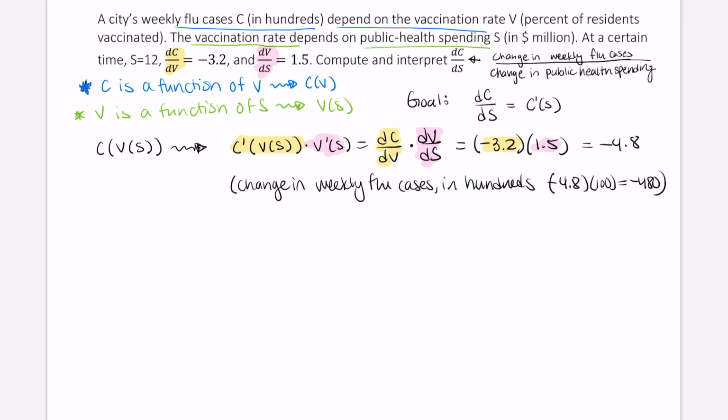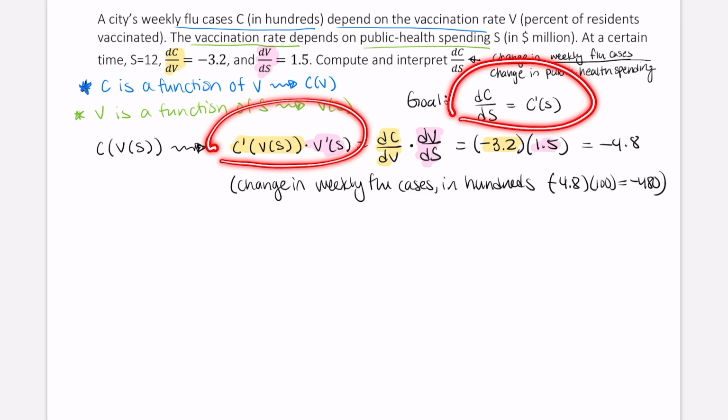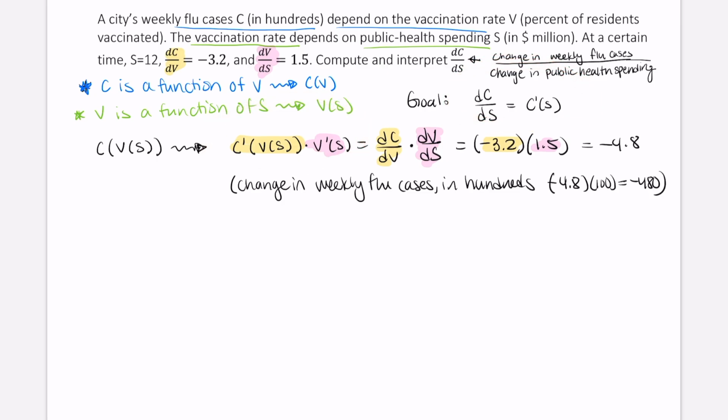And then one last thing, just to make it really clear, which I don't think I made clear enough: what we worked out, this right here, is our goal. It's dC over dS because we evaluated the derivative of C with respect to S, which was the goal all along. This was our goal here, and we got it. But since V is a function of S, we had to multiply by the derivative of V. And there it is, how we use the chain rule.